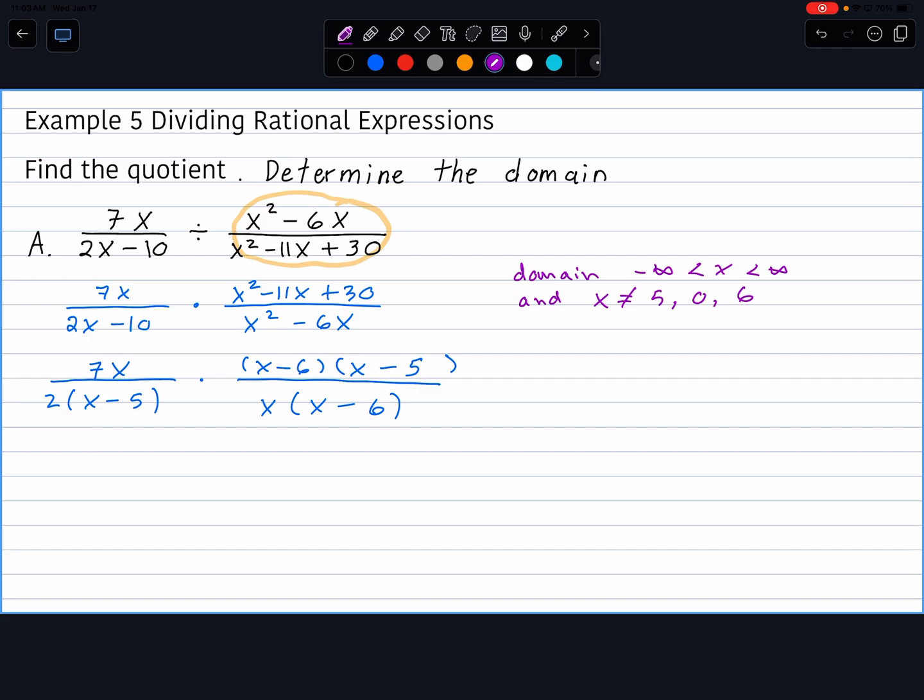So we're going to cancel out any common factors from top and bottom. So let's see what we got here. We have an x here, an x here. We have an x minus 6 here, an x minus 6 here. We have an x minus 5 here, an x minus 5 here. Looks like we're just going to cancel out everything. So in the numerator, it looks like we are left with just that 7. In the denominator, we are left with just the 2.